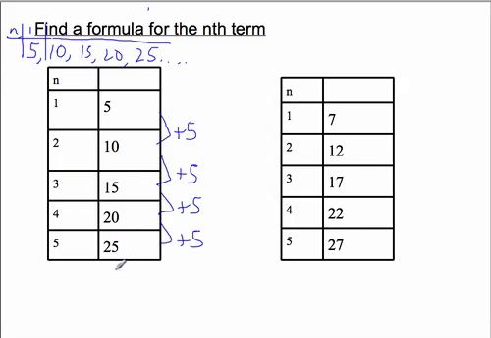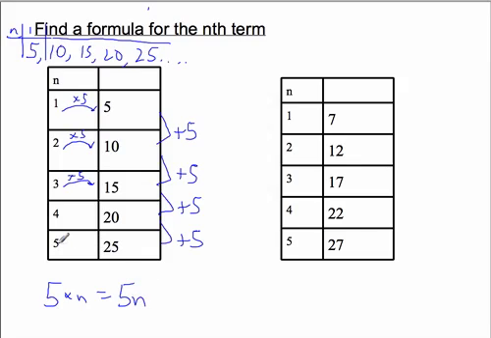We know the next term is going to be 30. But what about the 50th term or the 100th term? We need a formula for the nth term for that. Well, let's just look at what's happening with the n values. To get from 1 to 5, we need to multiply by 5. To get from 2 to 10, we need to multiply by 5. To get from 3 to 15, so it seems like you always have to multiply by 5. So the rule is going to be 5 times n, or just 5n.